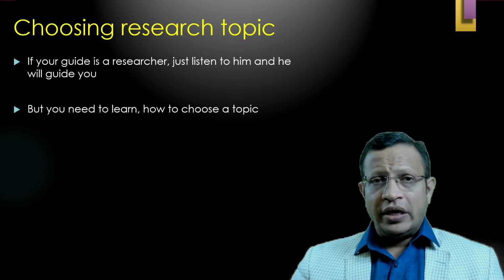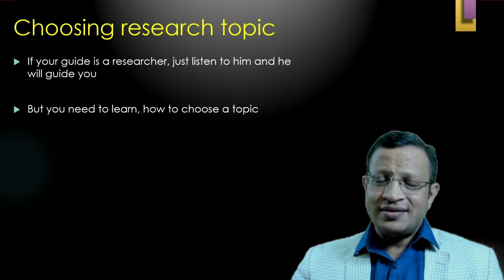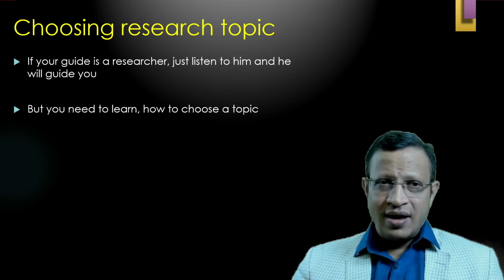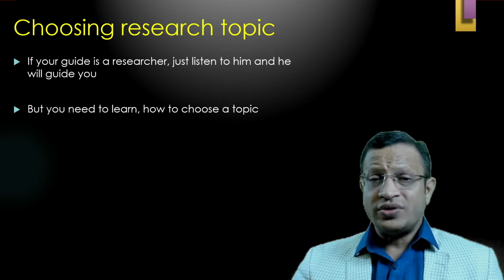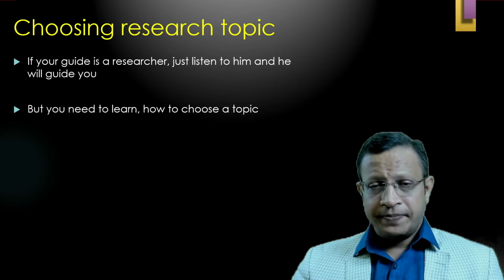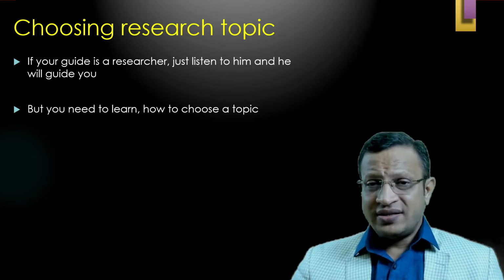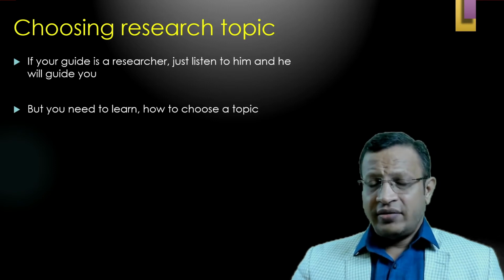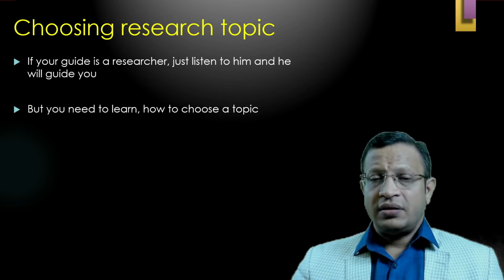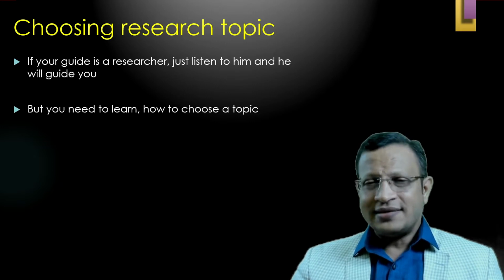Now, if your guide is a researcher and is publishing very well, just listen to him. He knows very well and he will guide you in the area. But you need to learn how to choose a topic. Talk to your guide: "Sir, I understood that you are suggesting me this topic. Please help me to understand how to go about it." That should be the way, rather than challenging your guide. Because if your guide is a very well-read person, with more than 100 publications, he knows well, just listen to him.